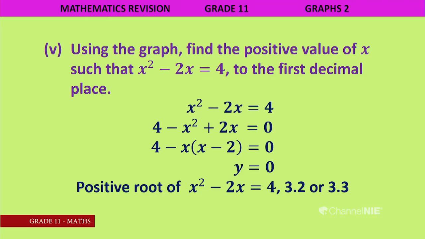Then after changing the side, you have 4 minus x squared plus 2x equals 0. Here x is common, so x times x minus 2 equals 0. According to the given definition, this part is equal to y, then y equals 0. Y equals 0 means you have to draw a straight line on the same Cartesian plane, then find the common points of the curve and y equals 0.